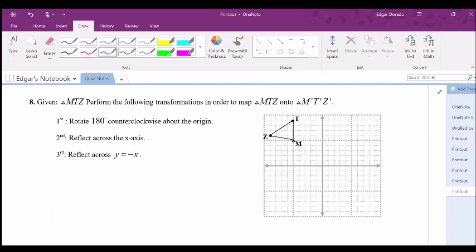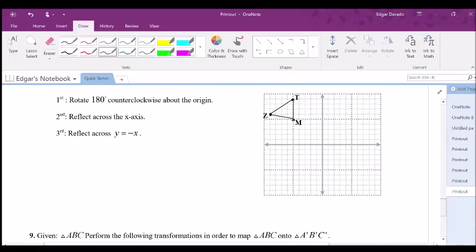This is where it starts to get a little trickier because we're incorporating every single thing that we've done so far. Okay? So let's make sure we know how to do this. So it says, given triangle MTZ, perform the following transformations in order to map MTZ into M prime, T prime, Z prime. Notice we are doing three things here, guys. We have to follow step by step all of these. First, we're going to rotate 180 degrees counterclockwise. Then we're going to reflect across the x-axis. Then we're going to reflect across the line y equals negative x. Okay, so let's see if we can do this.